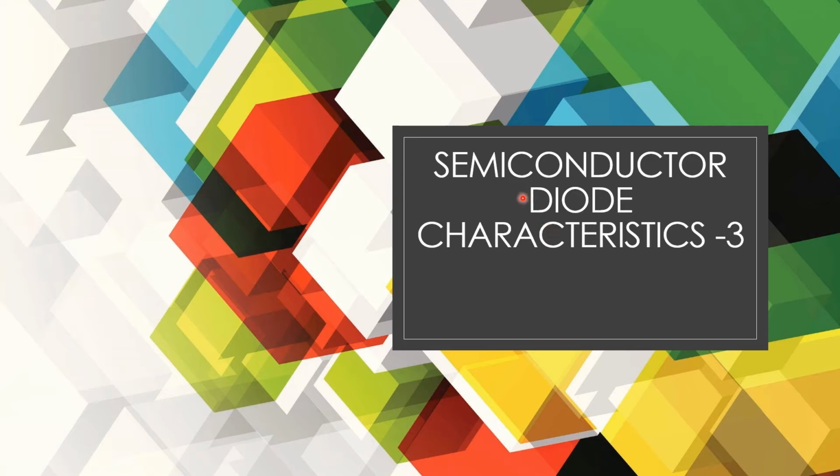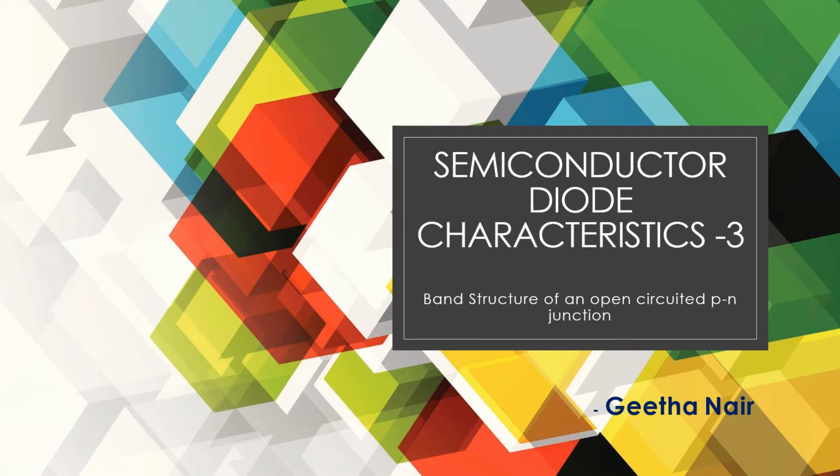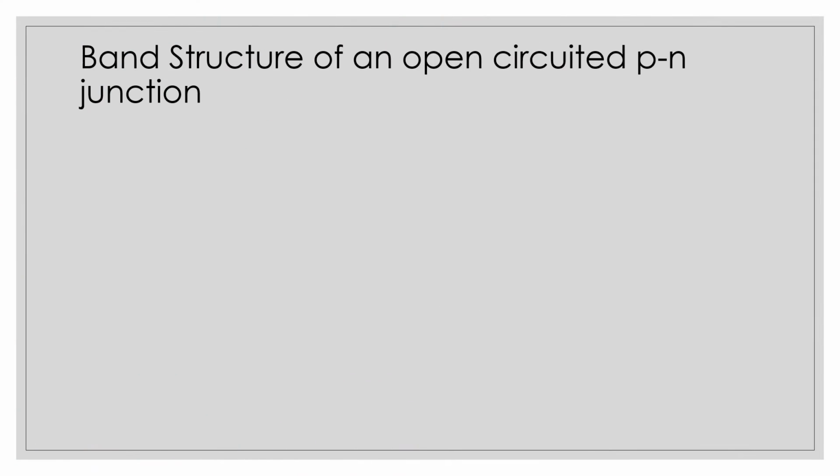This is the third part of the series of semiconductor diode characteristics, where we will see about the band structure of an open circuited PN junction. Band structure of an open circuited PN junction.